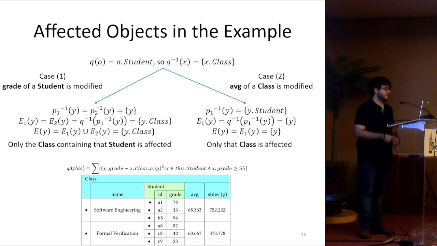In the second case, we have AVG of some class that is modified. Therefore, pi was y.class, so pi1 inverse is y.student. E1 of y is Q inverse of pi inverse of y, which takes us back to y. And therefore, E of y is y. That means that when an AVG of some class is modified, this class is affected, but only this class. No other classes are affected. So when an AVG of some class is changed, we need to recompute the STDF of this class.